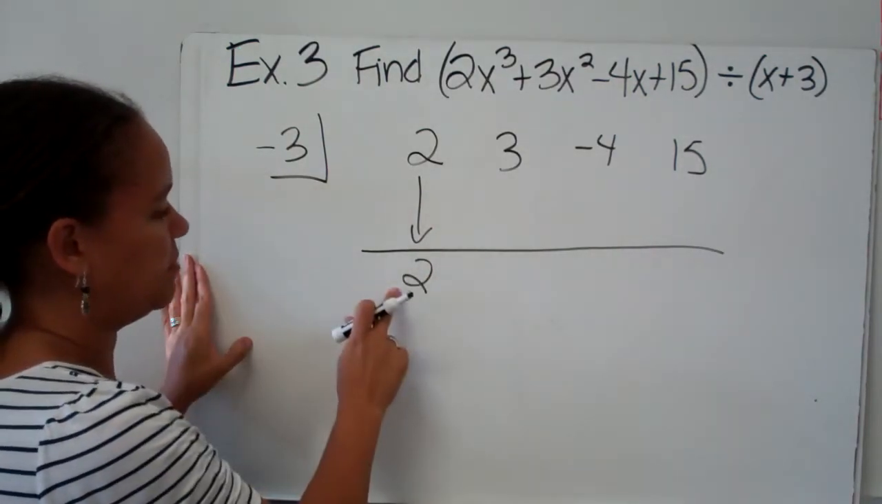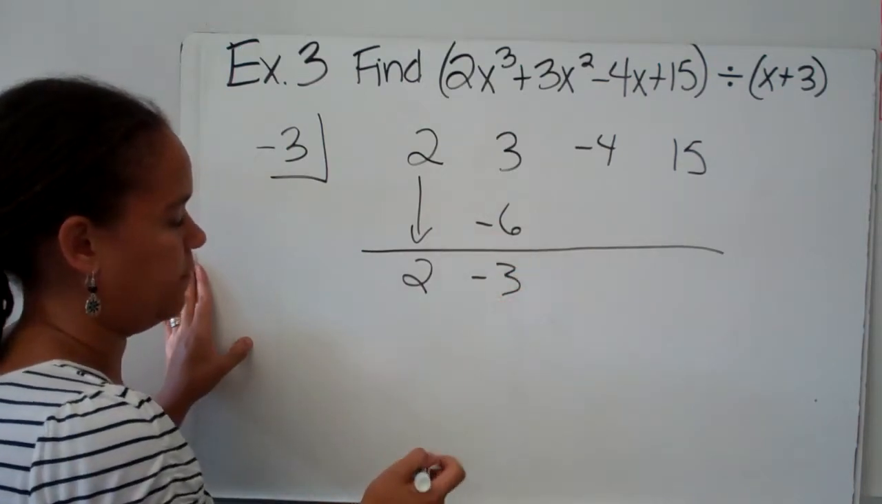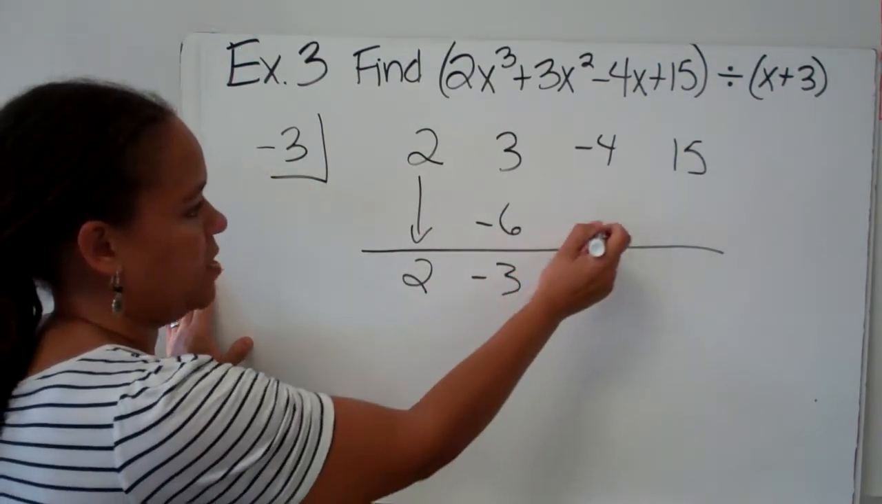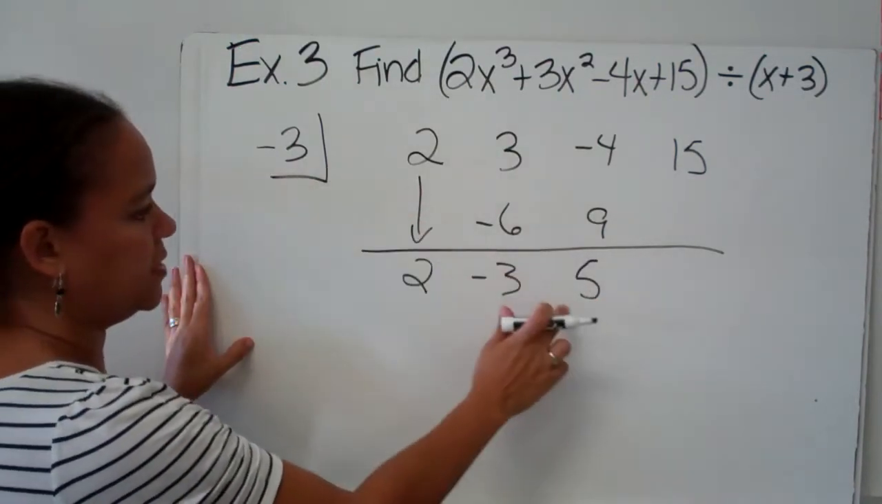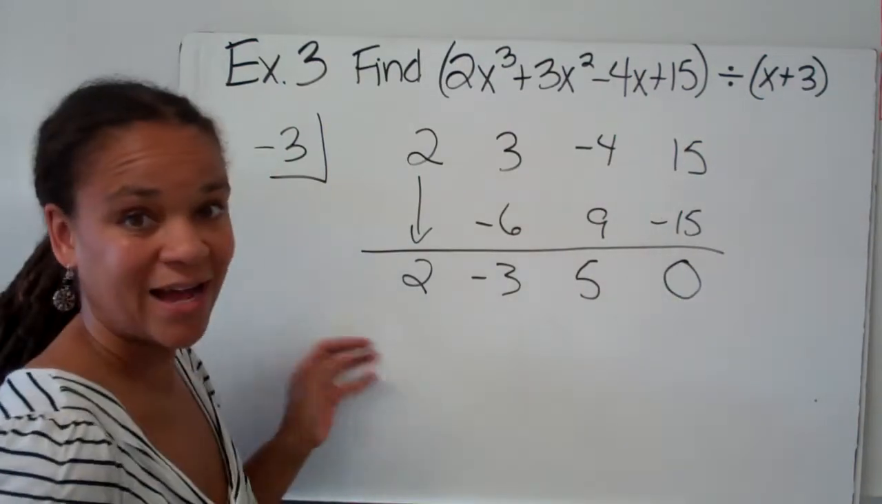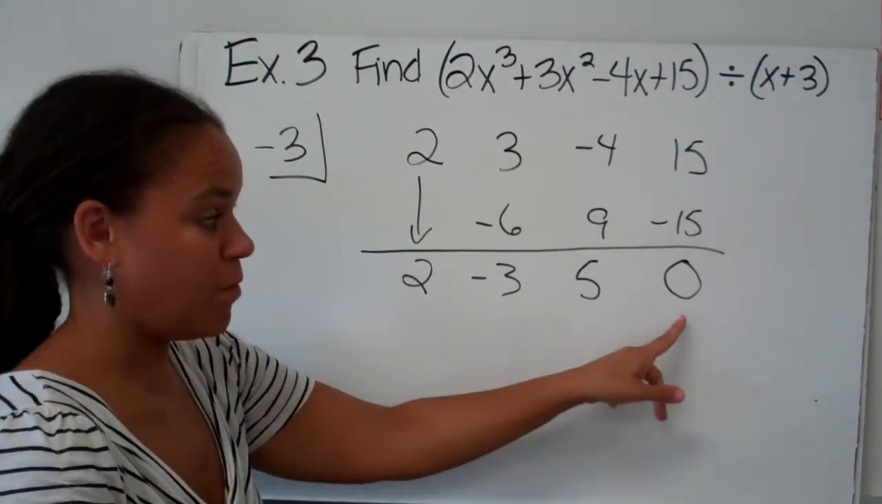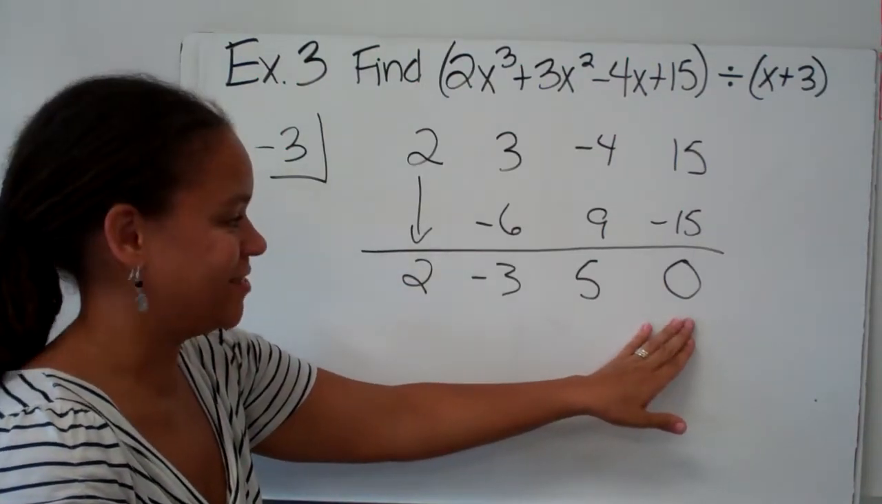Negative 3 times 2, negative 6. Add them up, bring it down. Negative 3 times negative 3, 9. Add them up, bring it down. Negative 3 times 5, negative 15. Add them up, 0. Again, we're left with no remainder, which is nice. Doesn't always happen, but it did these last 2 times.